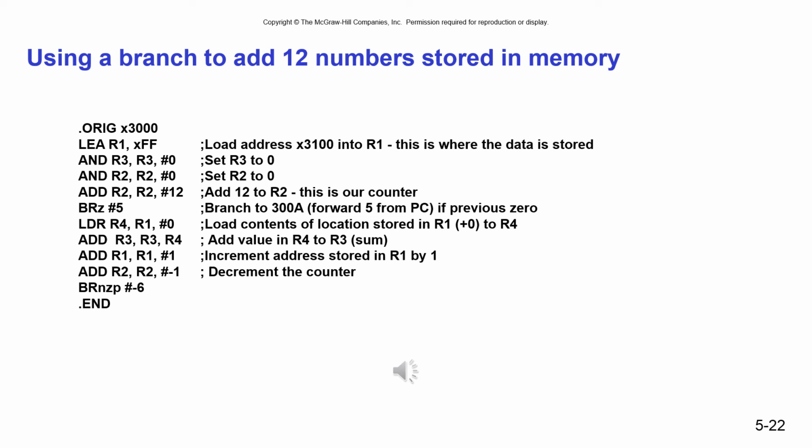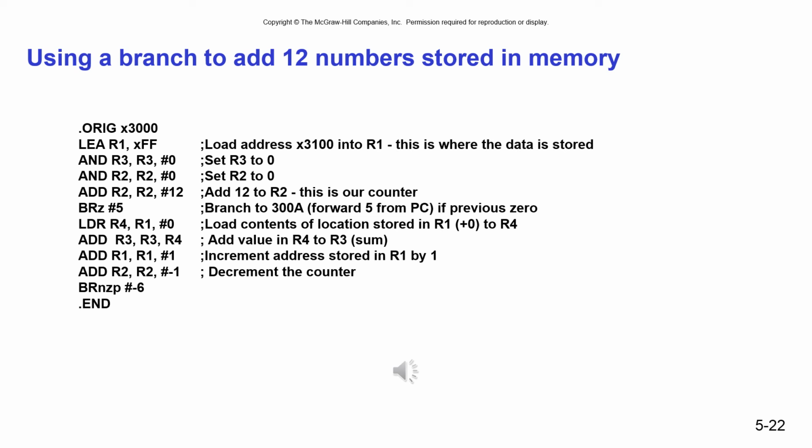Okay, the condition code is still set. What did we write in R2 to set the condition code? 12 minus 1 is 11. 11's positive. We're not going to take that branch of 5. We're going to load the value pointed to by R1 into R4. That's going to be the value at 3100. Add it to the accumulator, increment the pointer, decrement the counter from 11 to 10, take the unconditional branch back to BRZ5, still positive.